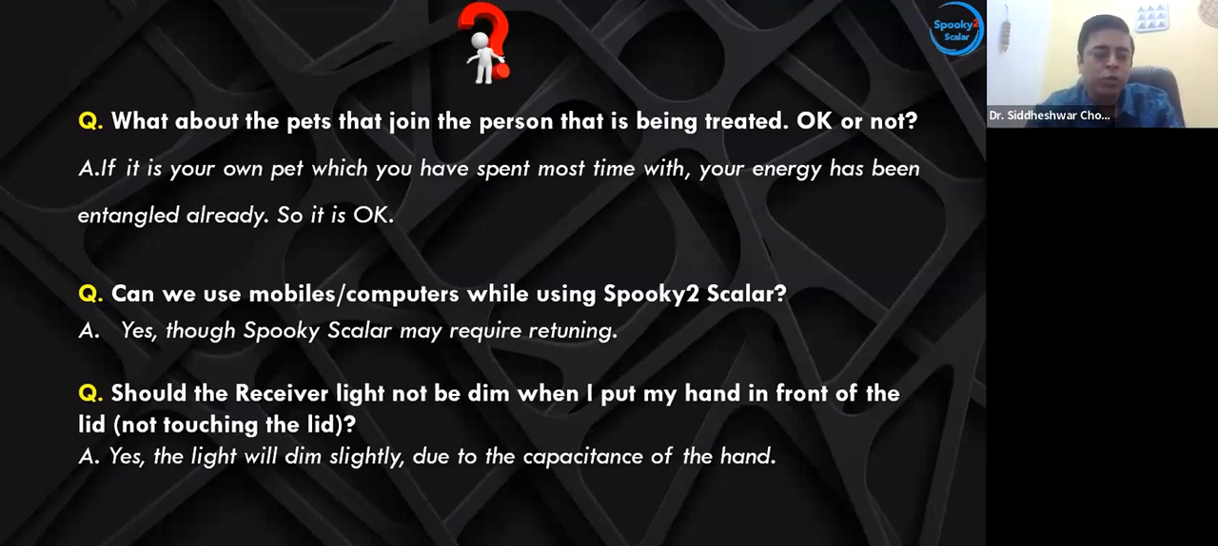Remember? So should the receiver light not be dim when I put my hand in front of the lid, not touching the lid? Absolutely. Light will dim a bit because of the capacitance you have added in the field. Nothing to worry. It is fine.